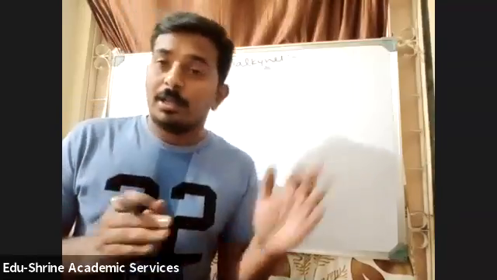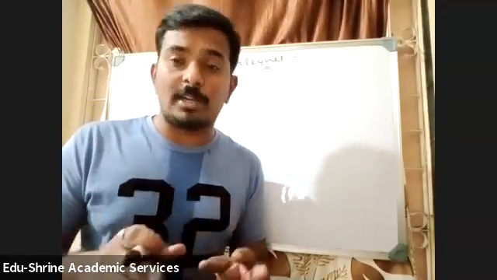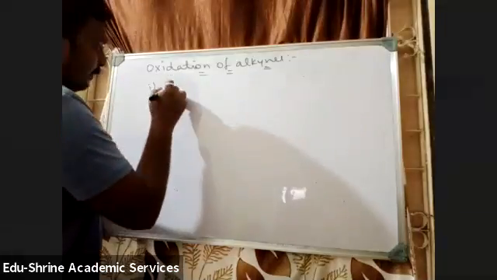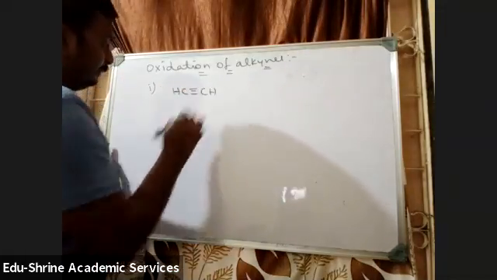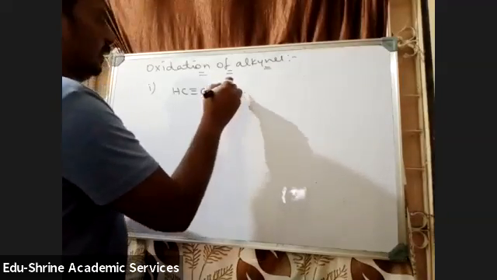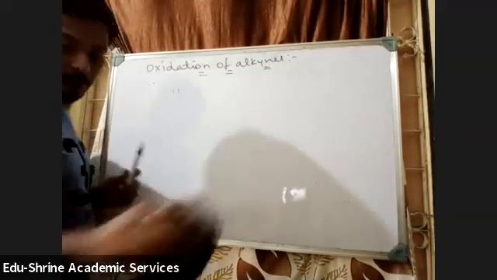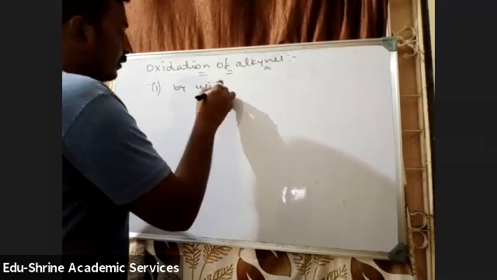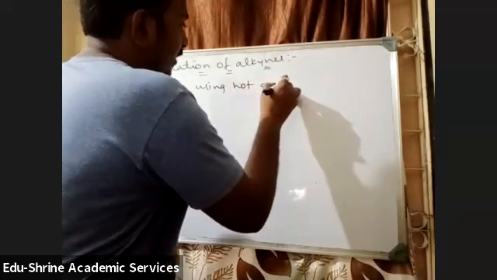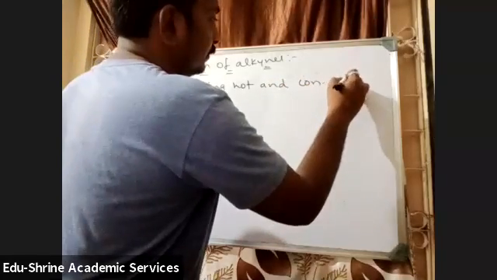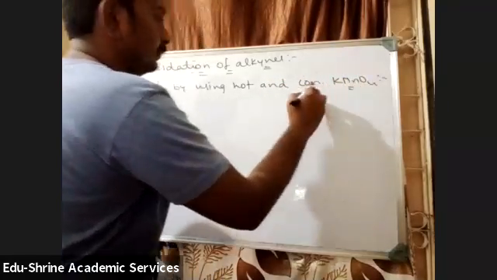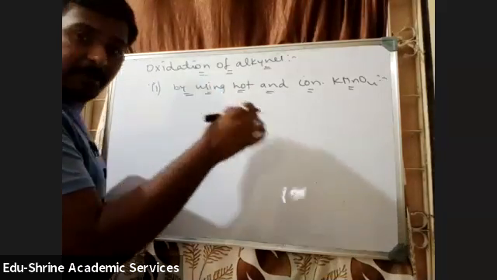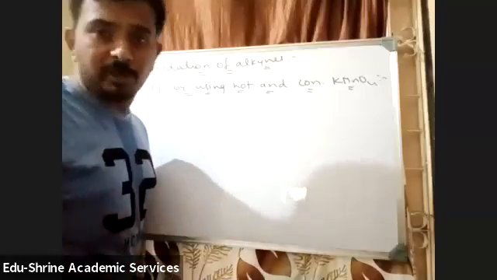Here, students, irrespective of whether it is terminal or non-terminal, you will be getting carboxylic acids. See here, for example, if I take ethine on reaction with hot and concentrated KMnO4. The second one is by using hot and concentrated KMnO4. Whether it may be terminal or non-terminal, always carboxylic acids will be formed.